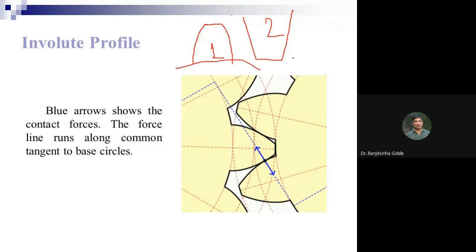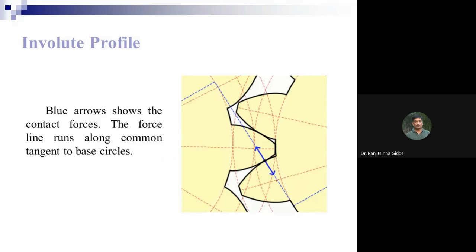Will these two mesh with each other? No, they will not, right? So whatever tooth profiles we select for both the wheels should be the same, so that those teeth are called conjugate teeth. That means if one tooth has a profile like this, the tooth of the other wheel should have the same profile, right?